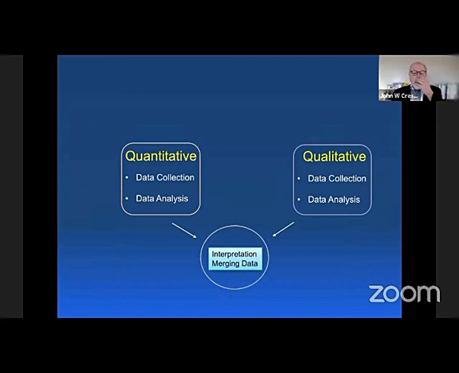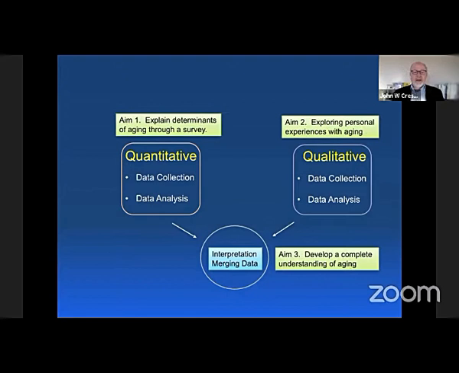And in a convergent design, I'm going to bring these two databases together. One thing that's helpful is to have research questions or aims on each part in this diagram. So my quantitative aim might be, I'm doing a study of aging to explain the determinants, what explains aging through a survey. And aim two would be my qualitative aim, to explore the personal experiences with aging. And aim three, to develop a complex understanding, which is really my mixed methods aim.